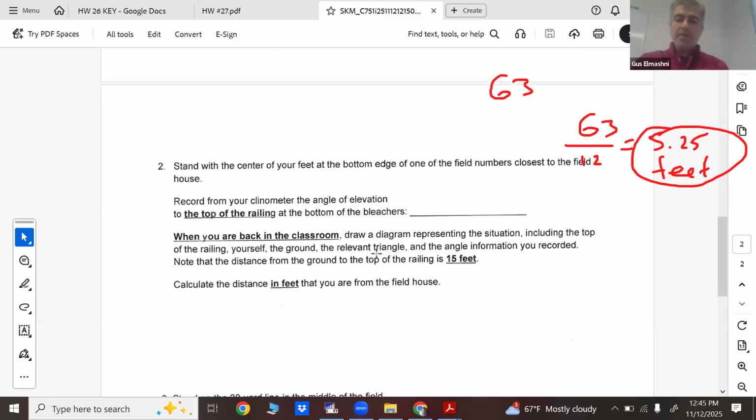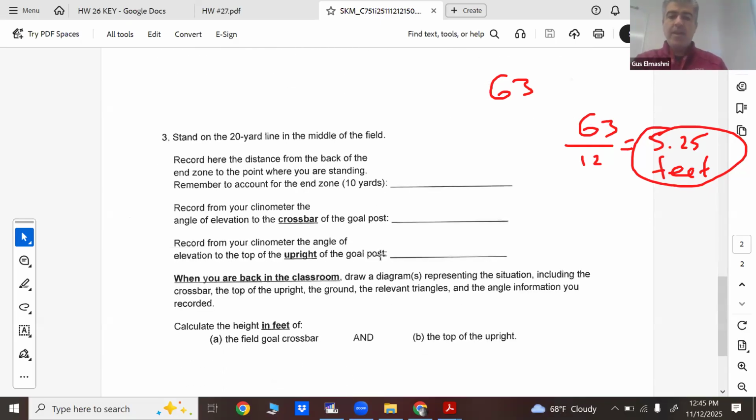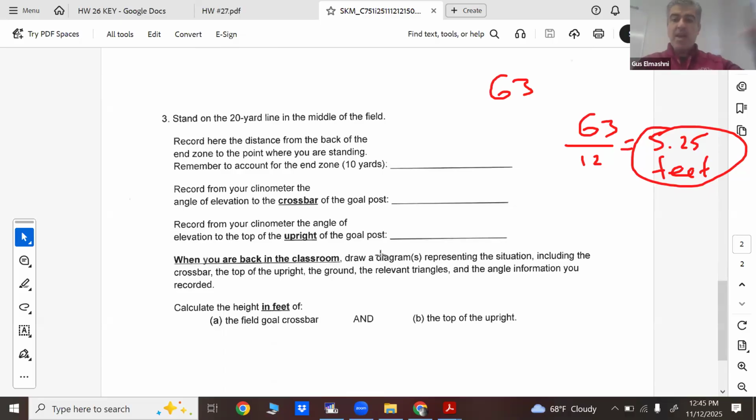Then we're going to go to the other side of the field, the field house, which is where our home side is, where we have the stands. We're going to look at certain structures on the field house, and we're going to measure that angle. Then we're going to look at the goalposts, and we're going to stand at the 20-yard line.